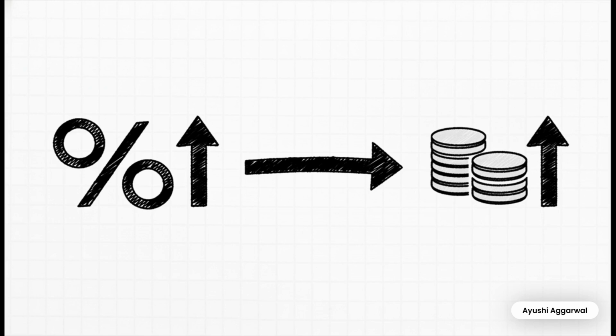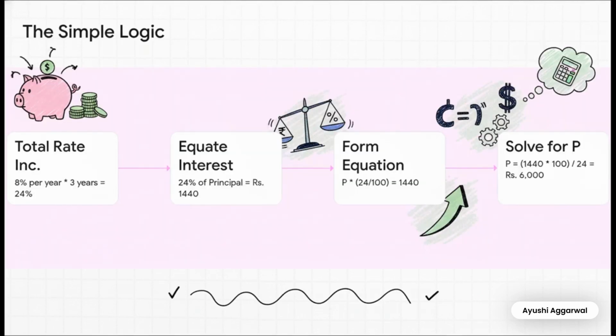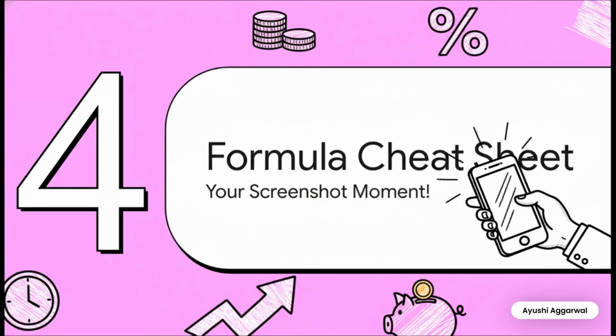That's the core logic. And this is the beauty of it. An extra 8% per year for 3 years means a total extra interest rate of 24%. And that 24% of the principal is that extra 1,440 rupees. So you just have a simple equation. 24% of P equals 1440. A little bit of quick math, and you find that the principal is 6,000. It's elegant, isn't it?